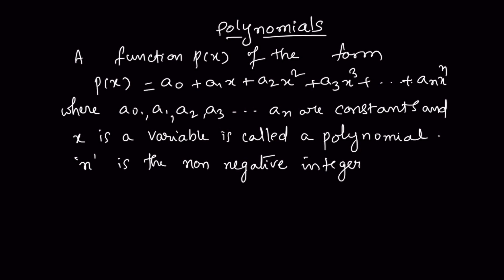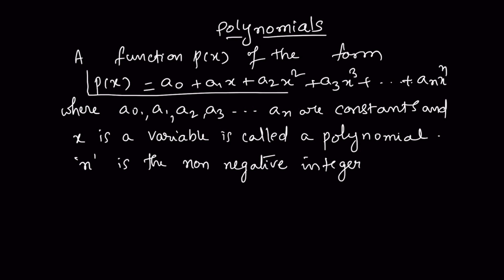Polynomials. A function p(x) of the form p(x) = a0 + a1x + a2x² + a3x³ + ... + an xⁿ, where a0, a1, a2, a3, ..., an are constants and x is a variable, is called a polynomial.